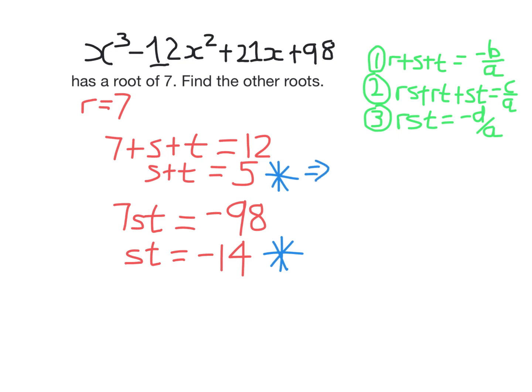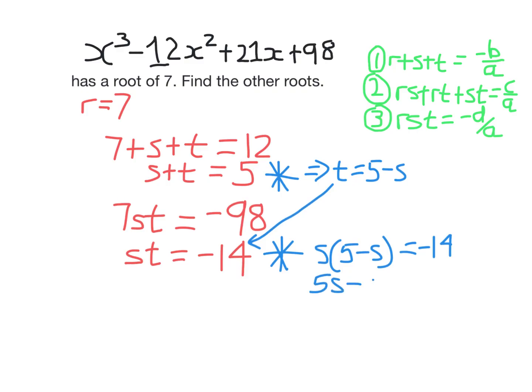So I'm going to rewrite this as t equals 5 minus s. Making t the subject means I can substitute it here. s times t is -14. And we can easily solve this quadratic. We're going to expand. And remember, whenever we're solving a polynomial equation, including a quadratic, we need one side equal to 0. So add s squared to both sides and subtract 5s.